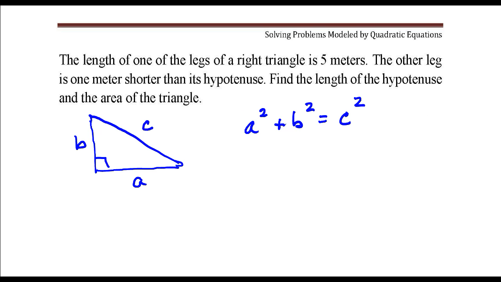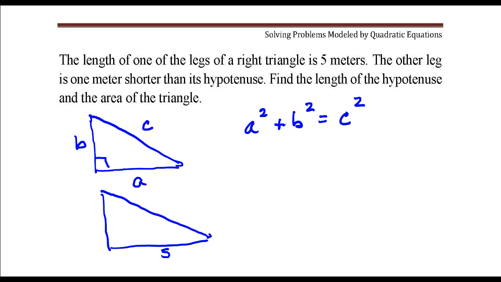Right, so let's look at the first sentence. It says the length of one of the legs of a right triangle is 5 meters. It doesn't matter which one you label 5 meters. You can label A or B 5. So draw this over again, and we'll label A 5.